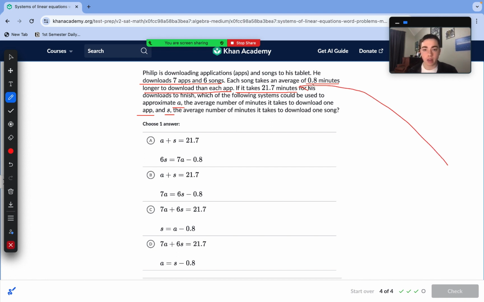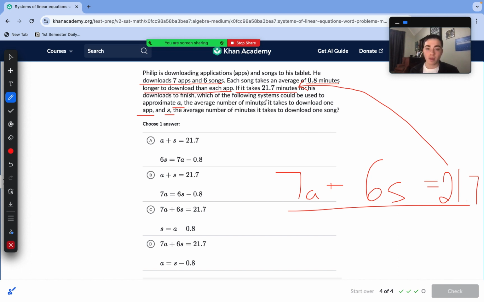So we need to know here, each song takes an average of 0.8 minutes, and then it takes 21.7 minutes in total. So of course we know if A is the average number of minutes it takes to download one app, well then 6 songs and 7 apps, they are going to combine to find our total value of 21.7. That is our total value, as we can see here. Then A being one app, we need to multiply A by the number of apps we have, which is 7, and then multiply our songs by the number of songs we have, which is 6. So this is our first equation here.